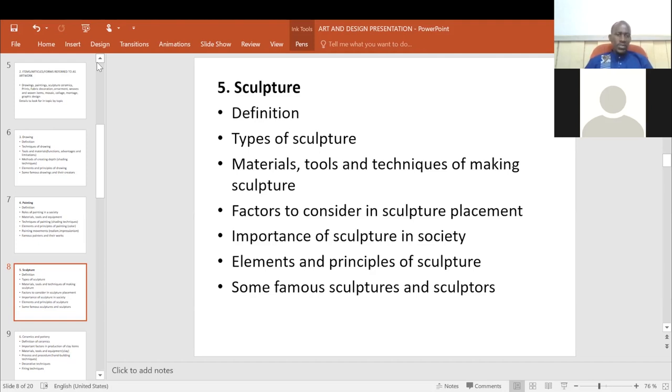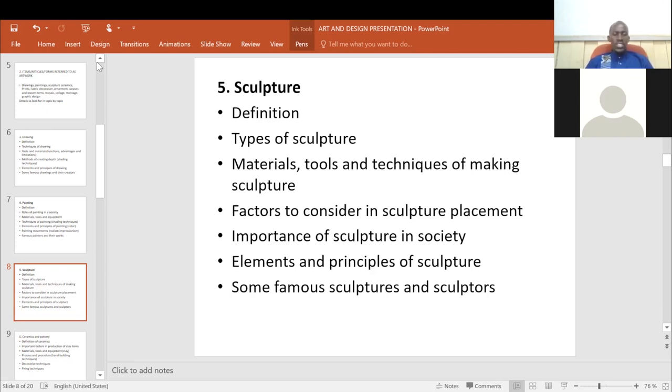Then, the next subtopic, let the learners be able to understand the importance of sculpture to the society. What is the role of a sculpture in a society? Just like any other art form, the learners must be able to understand some of the roles of sculptures to an individual, to a society. The reason as to why you place sculptures in some places.